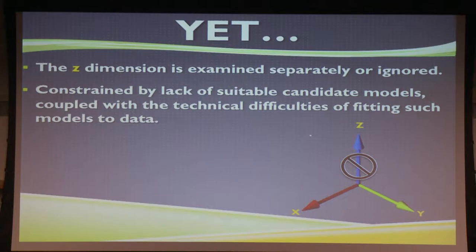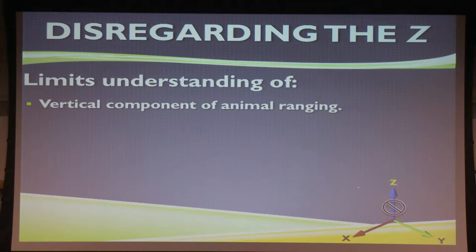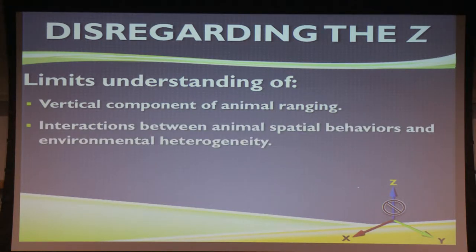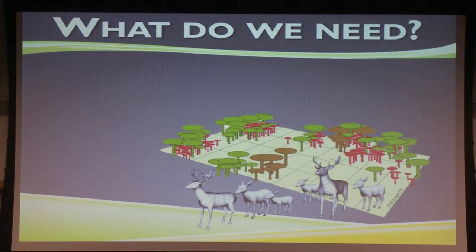And this is because we've been constrained by a lack of suitable candidate models coupled with the technical difficulties of fitting such models to the data. But if we disregard that vertical Z dimension, it really limits our understanding of the vertical component of animal ranging, interactions between animal spatial behaviors and environmental heterogeneity, and the space use of animals that occupy habitats with a really strong vertical component. So what do we need?